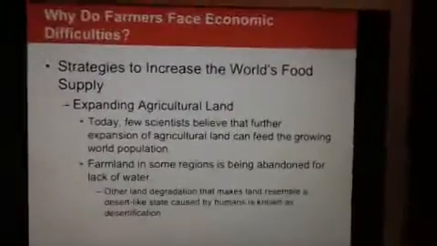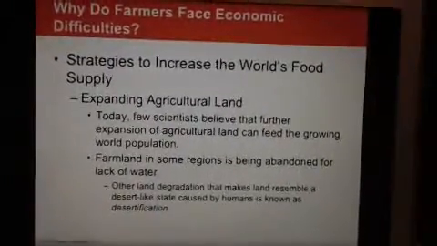So strategies to increase the world. Sorry, I don't have my camera set up, so it's kind of bumpy.